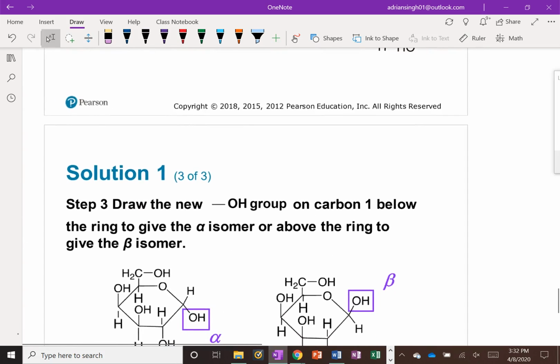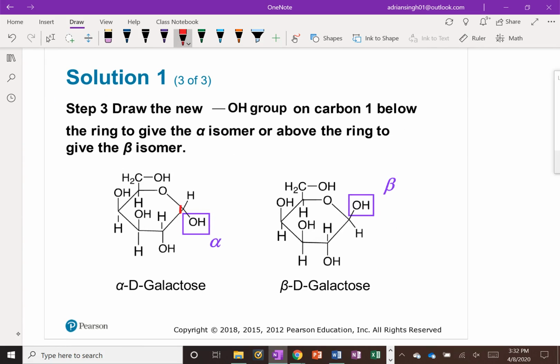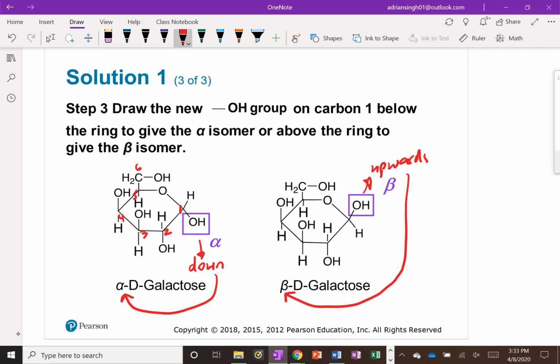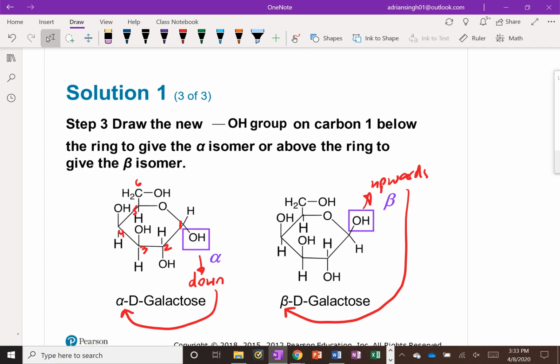So the OH that's newly formed can either be pointing downwards, so OH down would mean that it's the alpha form, or the OH can be pointing upwards, in which case it is the beta isomer. All right, and if we look at our structure, on carbon number 2, we said the OH was to the right of the Fischer projection, so it's pointing down. And then on carbons 3 and 4, the OH is to the left, so it's pointing up in our cyclic structure.